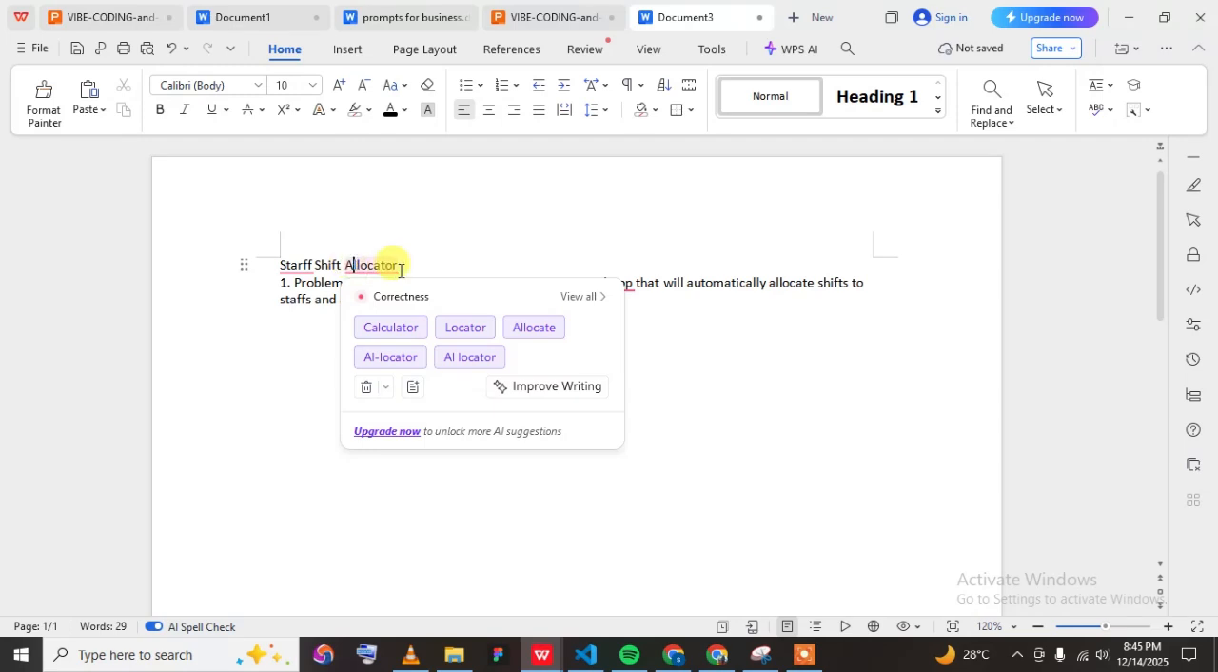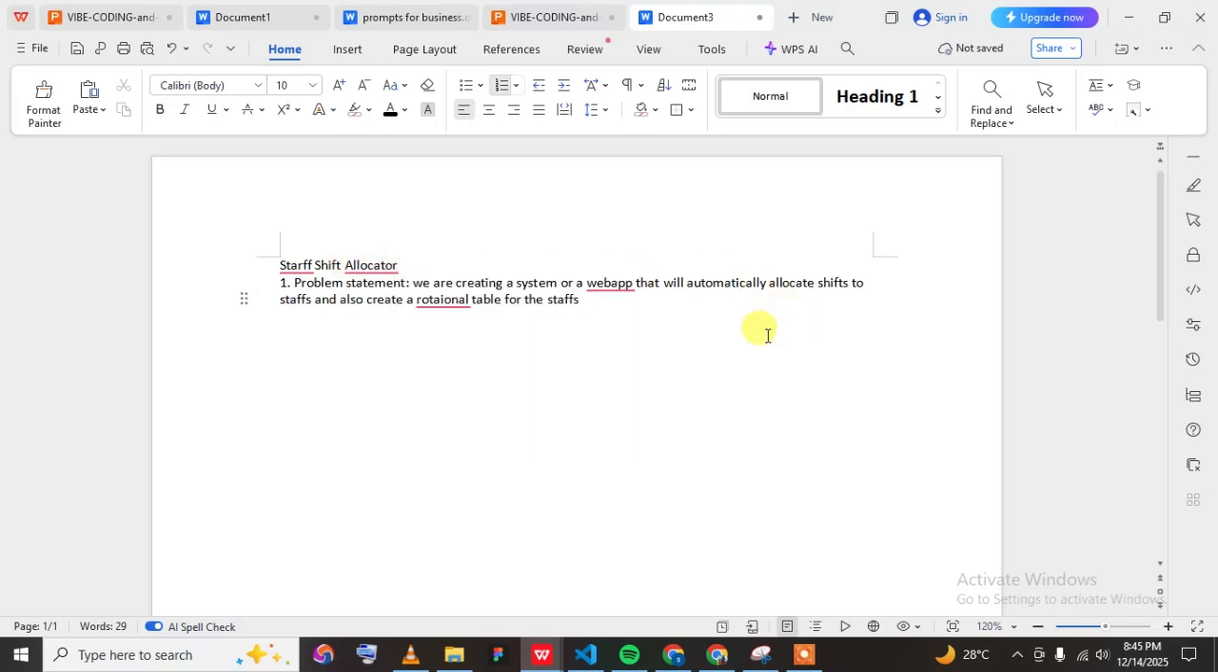Allocator. Oh, there's no problem with the spelling. So let's just say this is the problem statement: allocate shifts to staff and also reduce every means of bribe.